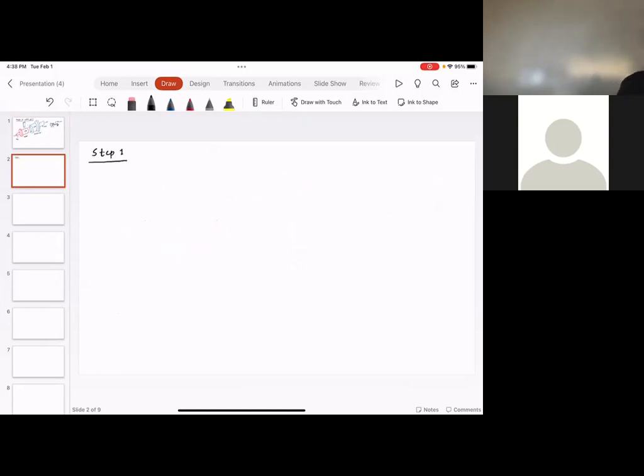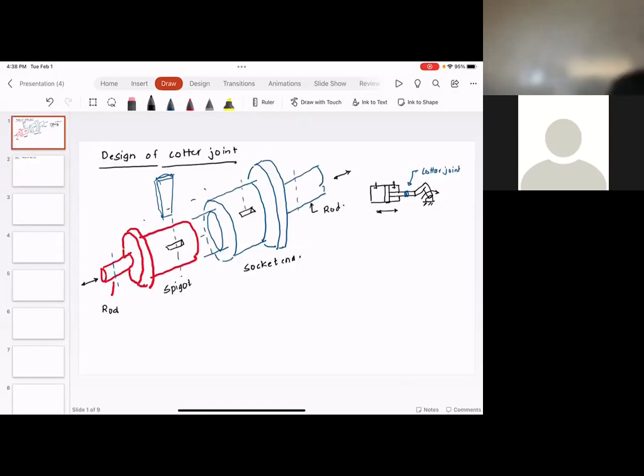So step one is design of rod dia. Now, as you can see, there is this load P, and the same load P will get transmitted. So the rod dimension, this dimension D, will be decided based on the tensile or compressive failure.